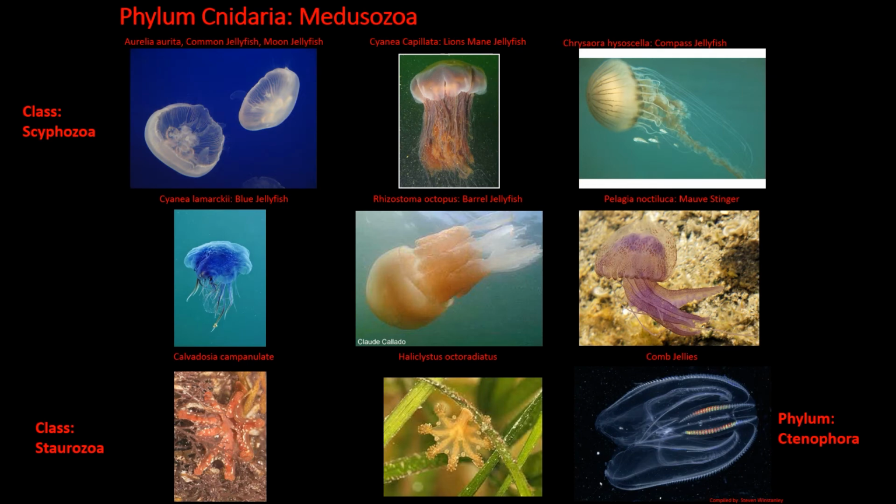Phylum Cnidaria, Medusozoa. Let's look at a few examples of jellyfish and comb jellies. There are not many species of jellyfish in the UK. We have 6 true jellyfish, all of which are mobile. We also have a few types of sessile stalked jellyfish.